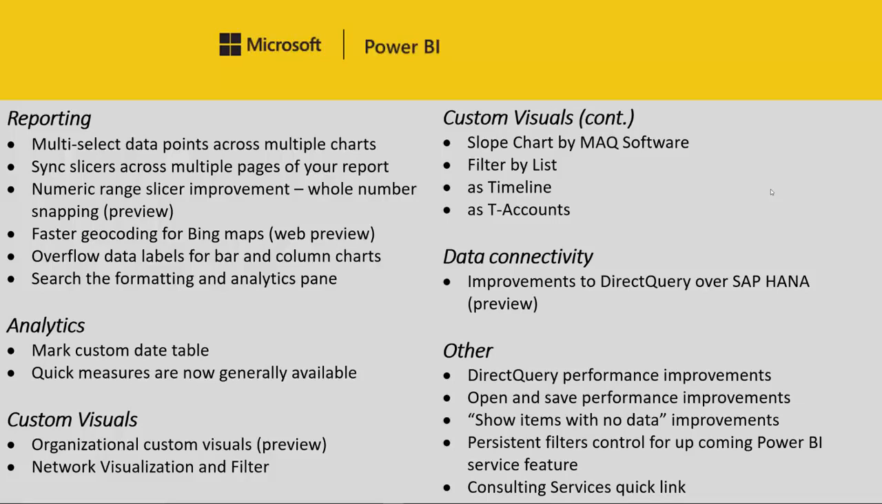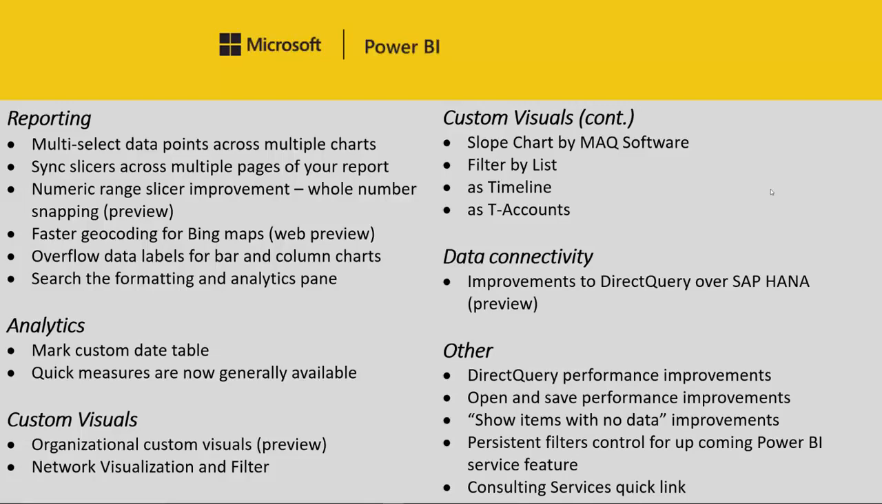We also have some open and save performance improvements. Whenever you are using large files, a couple of months ago we released the ability to use, if you're using Premium, up to 10 gigabyte file sizes. And if you are using these large files, we've made a huge improvement to your opening and saving performance. You can see anywhere between a 40% and a 60% improvement in these actions.